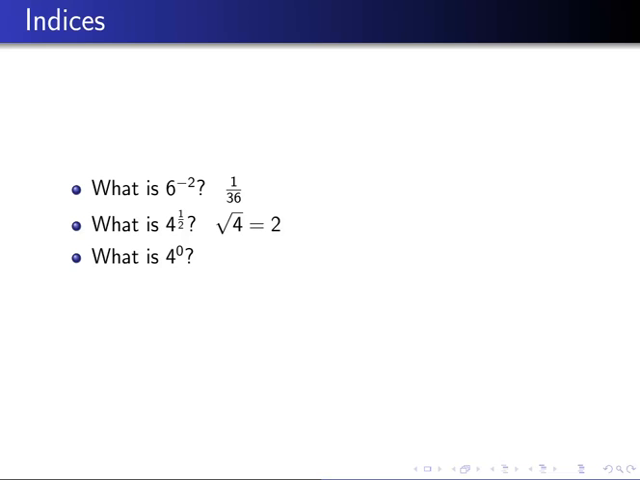What is 4 to the power of 0? Well, again, if you want 4 to the power of a times 4 to the power of b to equal 4 to the power of a plus b, then we can see that it has to equal 1. Because then, if you multiply 4 to the power of 0 by 4 to the power of 1, we'll get 4 to the power of 1.